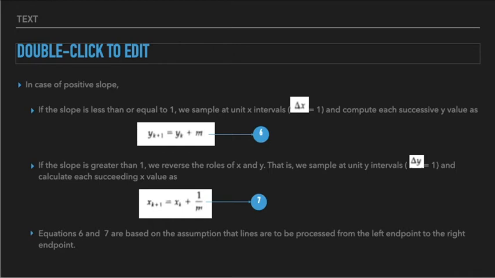Next is if the slope is greater than 1. One case is if the slope value is less than or equal to 1. The other case is if the slope value is greater than 1. Then what happens? We reverse the roles of x and y. That is, we are sampling the y intervals.